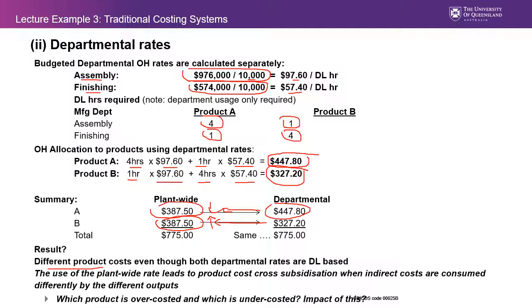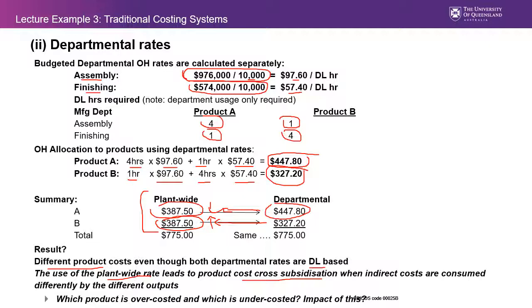So we end up with different product costs, even though both departmental rates were based on direct labour hours. And that's because the cost pool, the costs of each department, differed. The use of the plant-wide rate leads to product cost cross-subsidization when indirect costs are consumed differently by the different outputs. So we saw that product A used more of the more expensive assembly and less of the cheap finishing than product B. So product A has been undercosted and product B has been overcosted using this simple system.